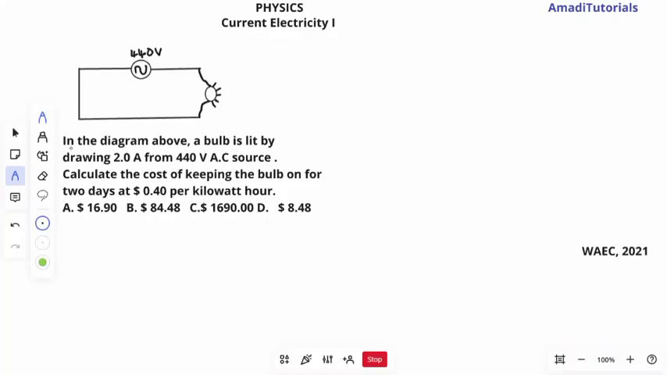It says, in the diagram above, a bulb is lit by drawing 2.0 amps from a 440 volts AC source. Calculate the cost of keeping the bulb on for 2 days at $0.4 per kilowatt hour. So quickly, we're going to do this.